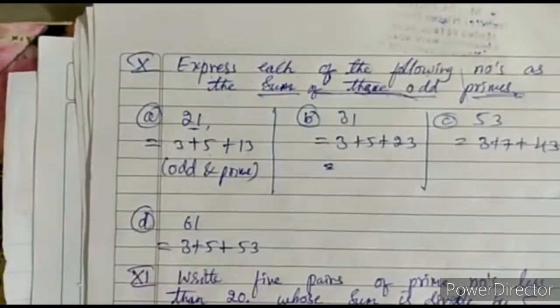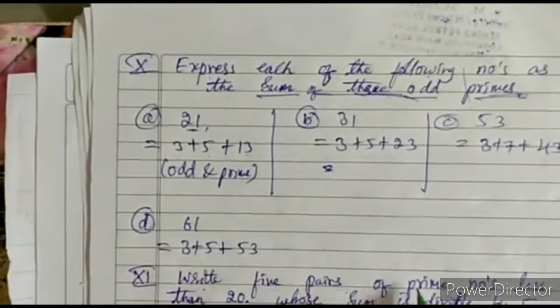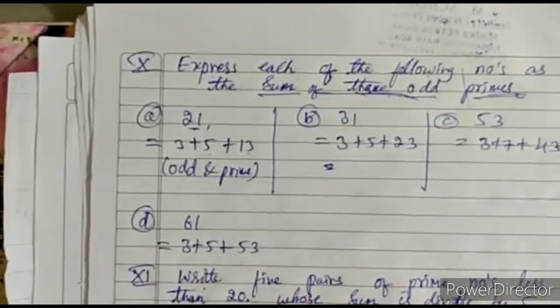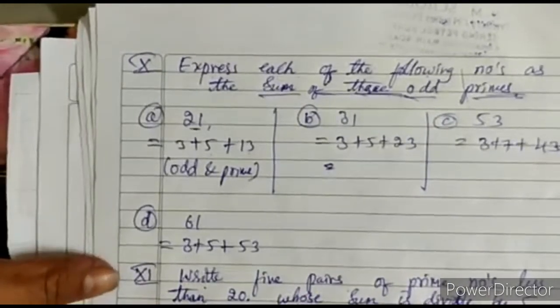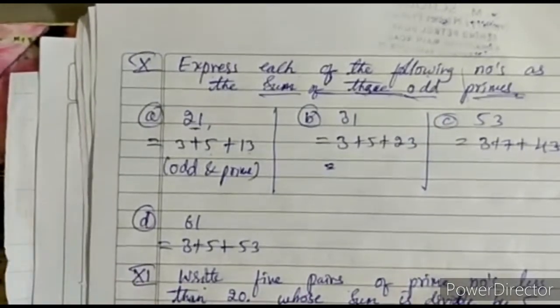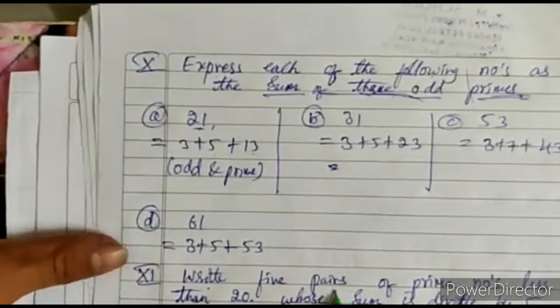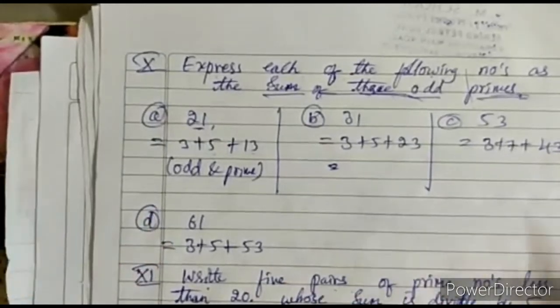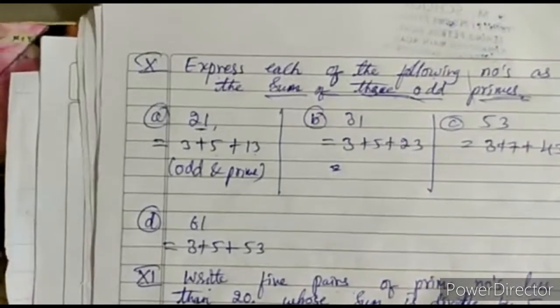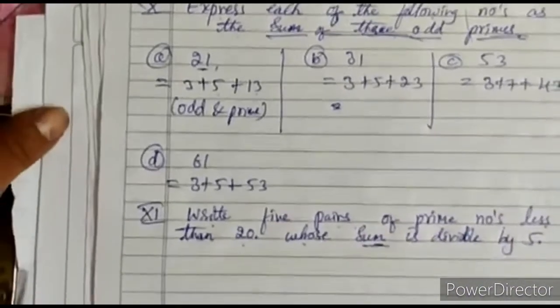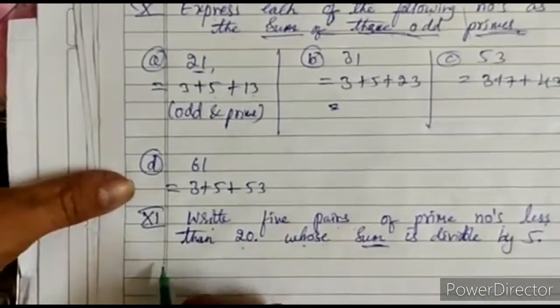So listen here. Question number 11. Write 5 pairs of prime numbers less than 20, and whose sum is divisible by 5. Sum means we have to add. Pair means 2. We have to take 2 prime numbers and add them, and after that, divide by 5. Did you understand?